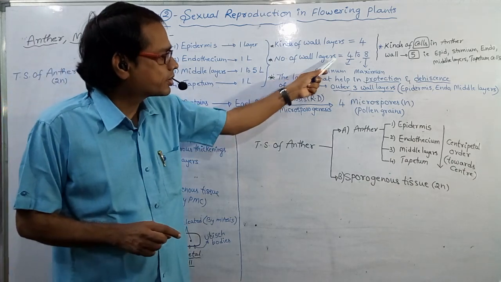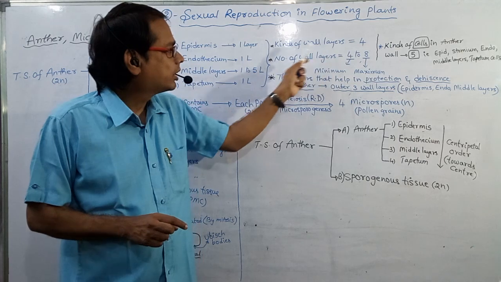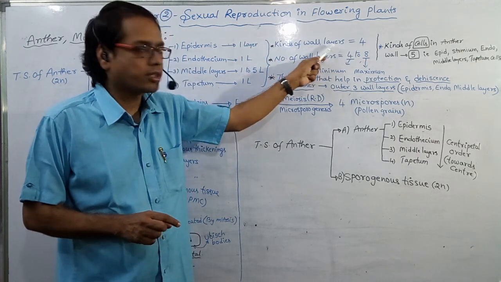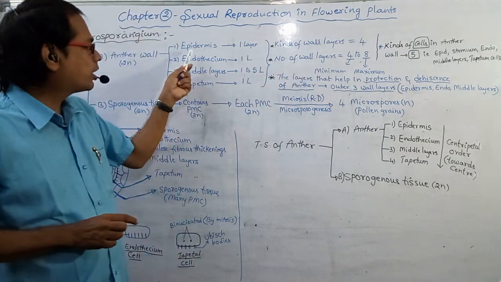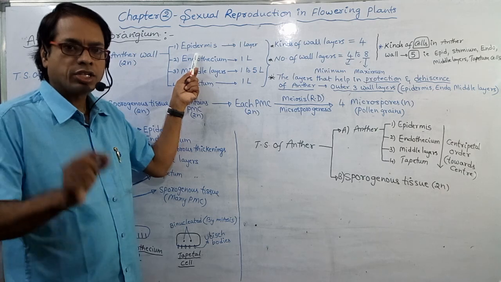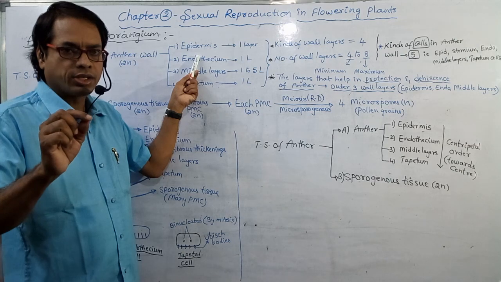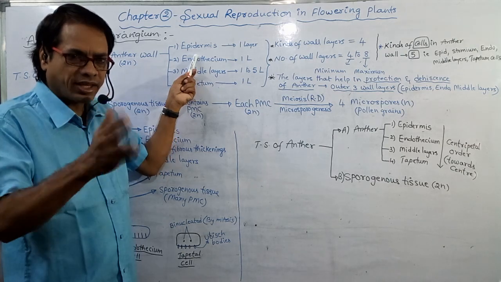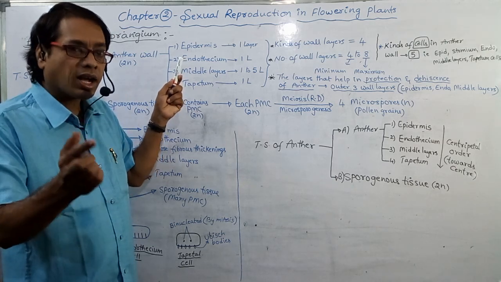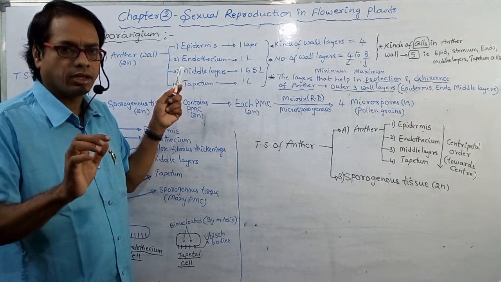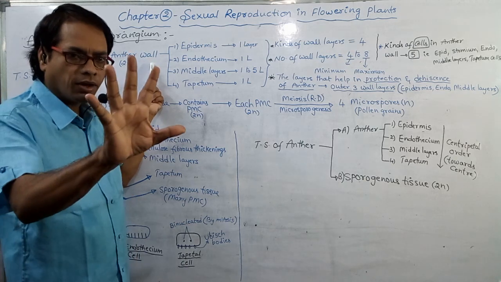Minimum number of wall layers 4. Maximum number of wall layers 8. Number of kinds of wall layers or number of types of wall layers 4. This epidermis contains specialized cells called stomium cells. Stomium cells are the site of dehiscence. Dehiscence means break. So number of kinds of cells, not layers, I am asking. Number of kinds of cells in anther wall. We have to say 5.